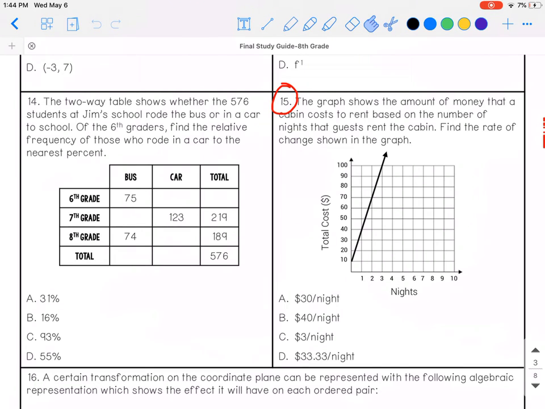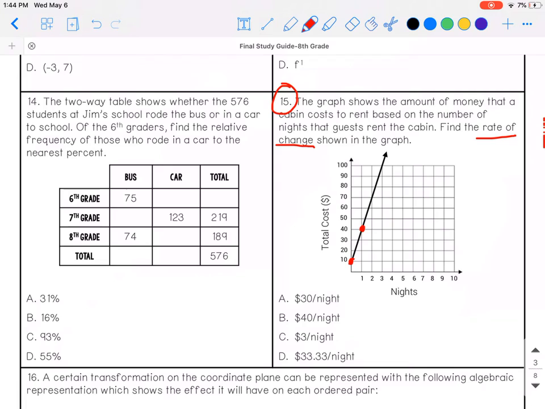Now, when we talk about a rate of change, this is another way of saying slope. So our rate of change is going to be how the line is increasing on the graph. One way to find this, I just like to find 2 points that are very clear to me. So I see that 0, 10 is a point and 1, 40 is a point.